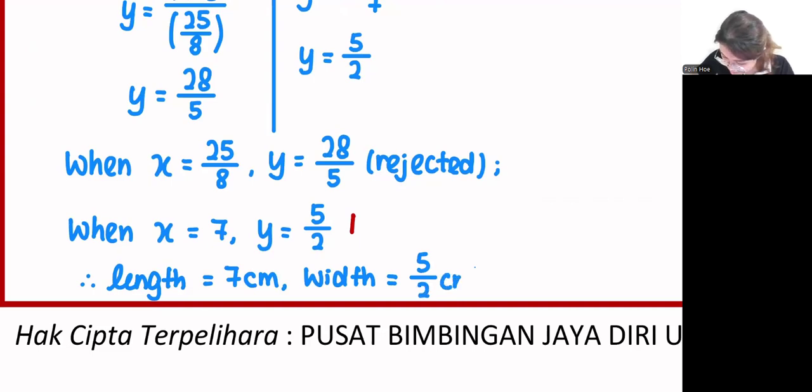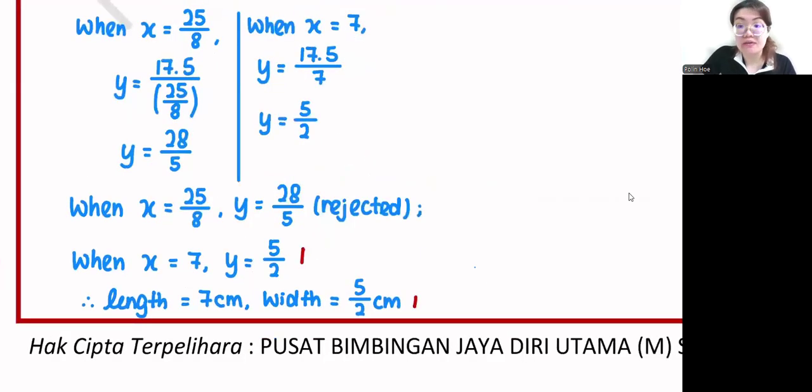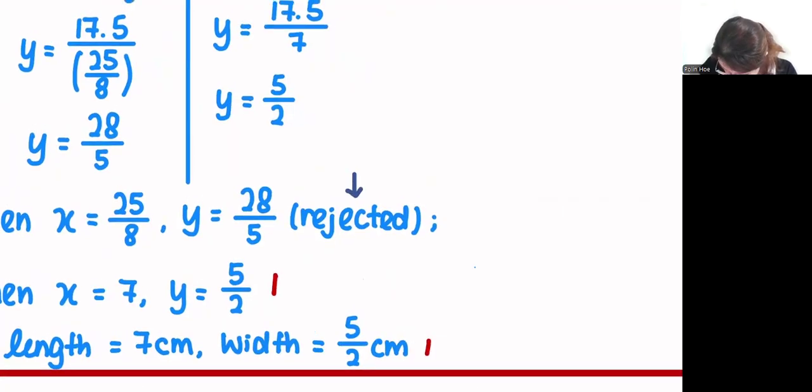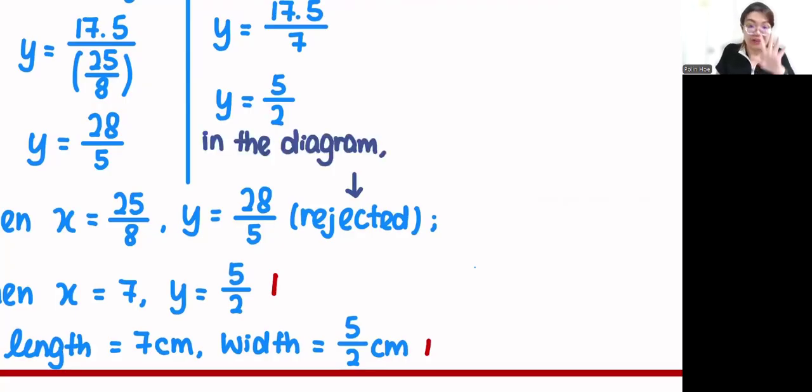Of course, it will be better if you explain why it is rejected. Okay? It will be better if you explain why it is rejected. I write in navy color for you. In the diagram, length should be bigger than the width. The length should be bigger than the width. So it's got part only 5 marks.